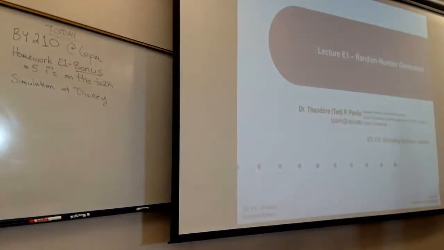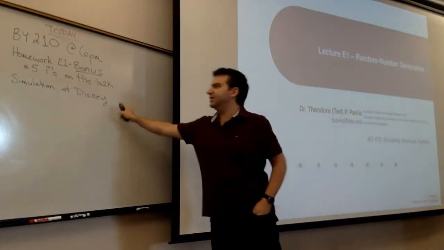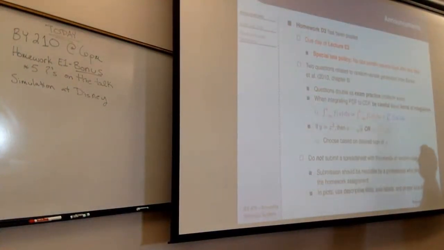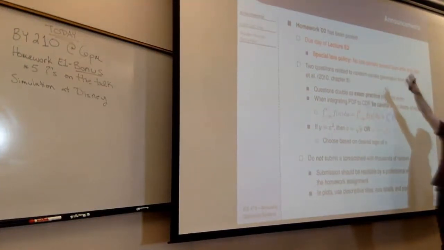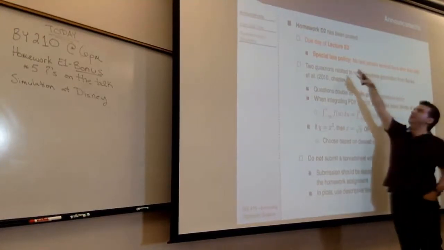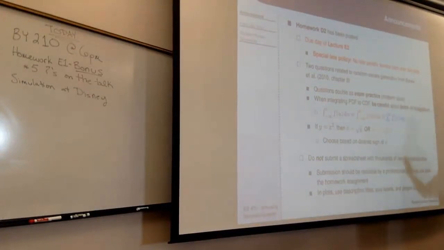So today, we're finally getting into random number generation. I've got this up here as well as another reminder, same info. So getting into that, homework D2 has been posted for a while. Technically it's due the date of lecture E2, but I've got this special late policy that I've now put on both C2 and D2.